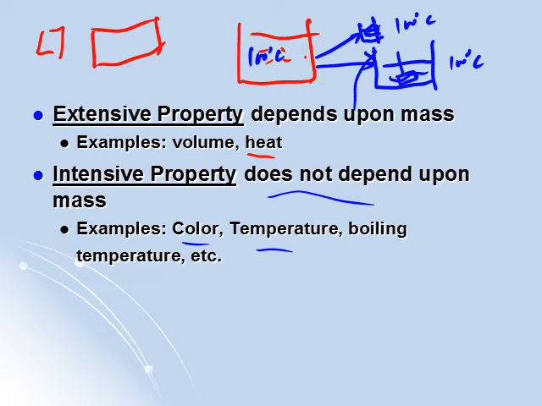So you may have a small amount of water at 100 degrees centigrade. You can also have a larger amount of water at 100 degrees centigrade. So that's intensive property. Boiling temperature, like water is going to boil at 100 degrees centigrade, no matter whether it's 1 gram of water or 1,000 grams of water. It's the same boiling temperature.